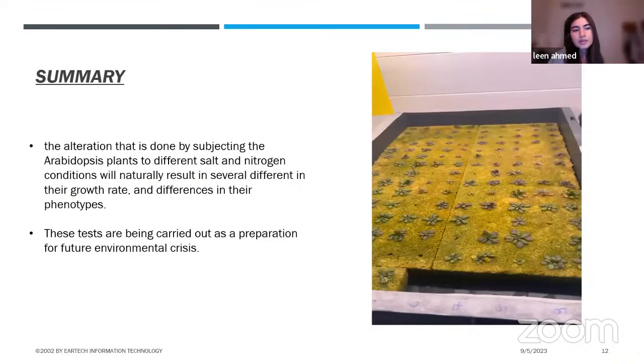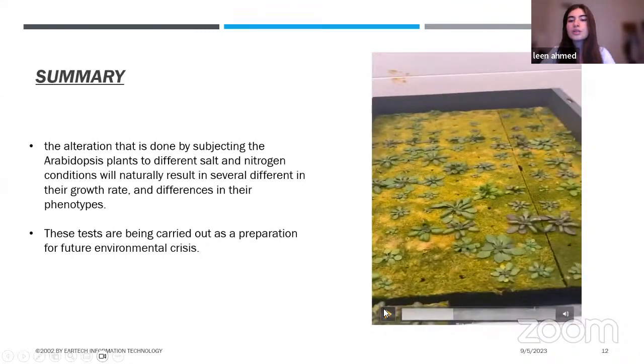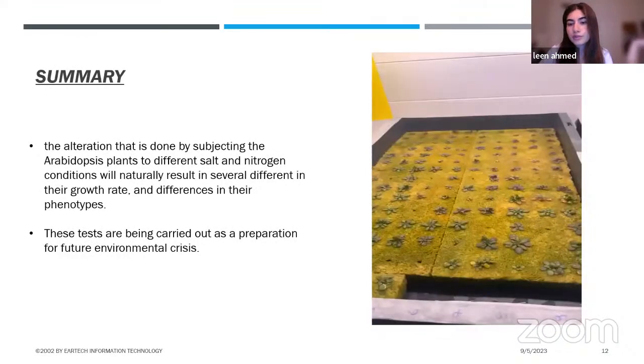Okay, so in summary, the alteration that is done by subjecting the model plant to different salt and nitrogen conditions obviously resulted in several differences in their growth rate and the way that they looked. So I'm going to show a little video here to explain a bit what I'm talking about. As you can see here, some plants are bigger. Some plants appear to be purple, which is the purple pigment called anthocyanin. That means the plant is not liking the environment, obviously because there's no production of chlorophyll.